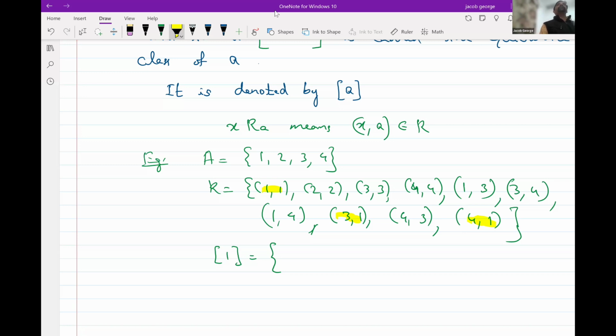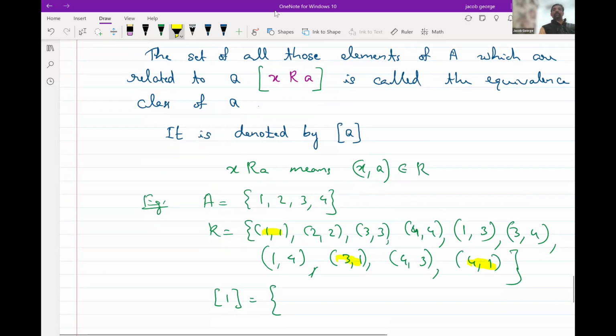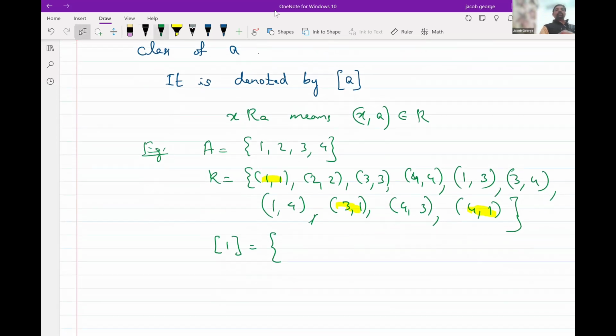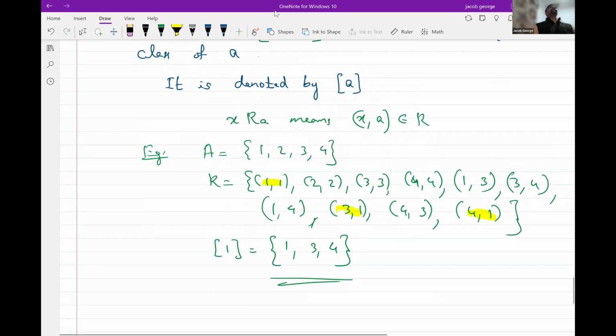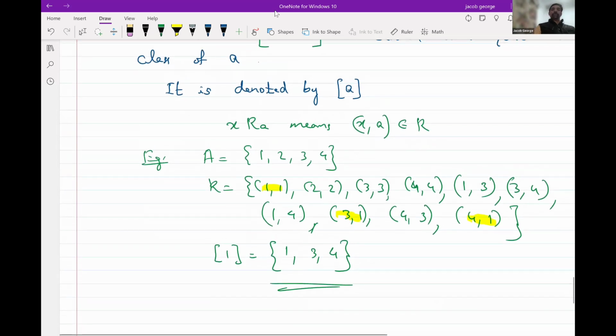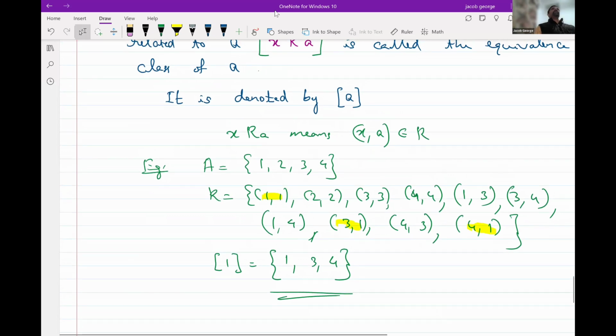Are you getting the point clear? The values of x which are related to a are called the equivalence class of a. That means the equivalence class of 1 in this one will be {1, 3, 4}. It is not an ordered pair, it will be a set. Now you got the idea of equivalence class. Once again, please go through the definition and the example clearly.